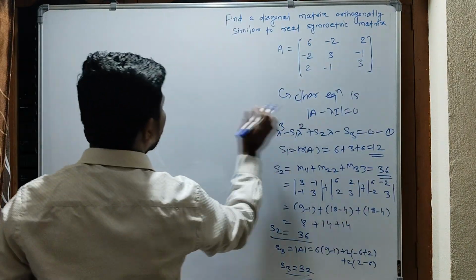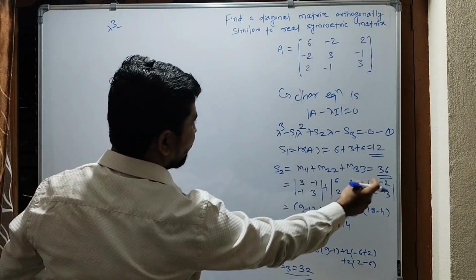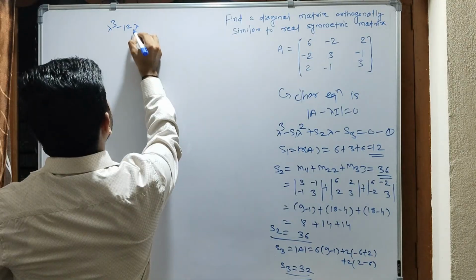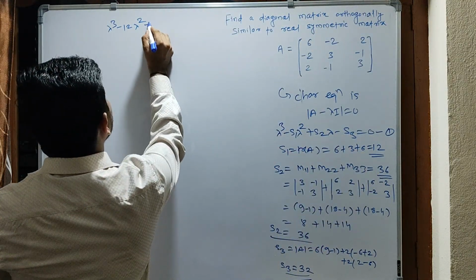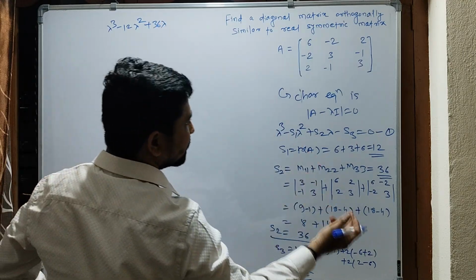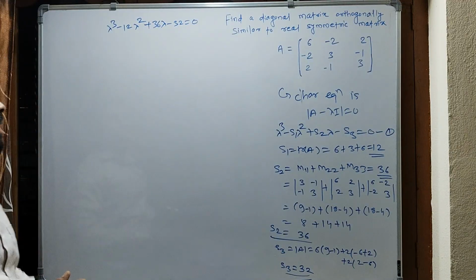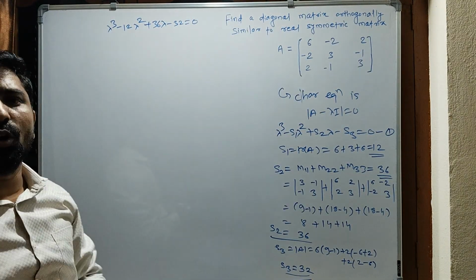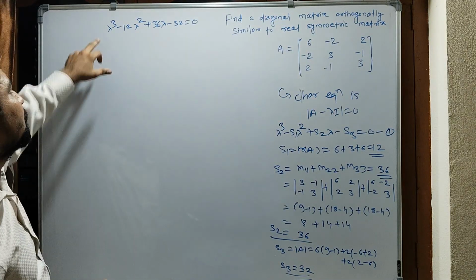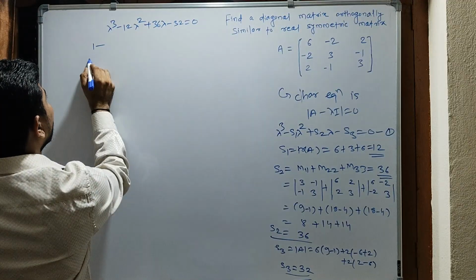So the characteristic equation becomes lambda cube minus S1, that is 12 lambda square, plus S2, that is 36 lambda, minus S3, that is minus 32, equal to 0. How to find the roots of this equation? First, find the possible rational roots of this equation: divisors of the leading element and divisors of the constant.